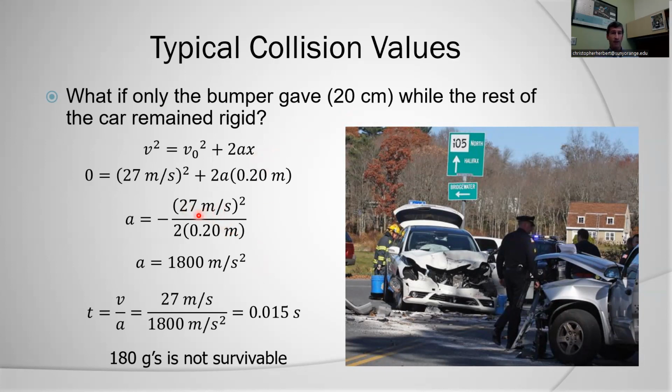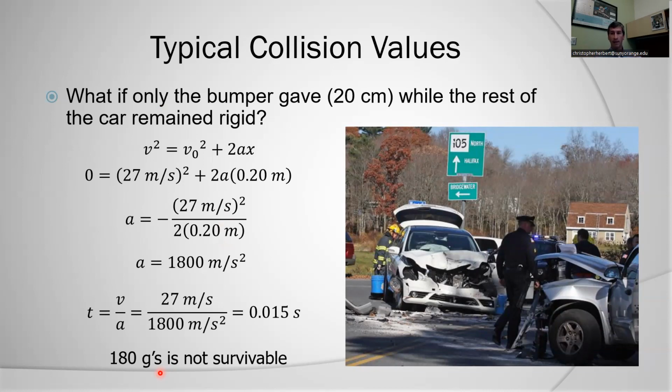Here is a car traveling at 27 meters per second, and let's say that it collides with a solid object, maybe a concrete barrier. That's going to be very, very troubling because if the time it takes the car to come to rest is about 15 milliseconds, then we get a very, very high acceleration of 180 Gs, and that's almost certainly not survivable.